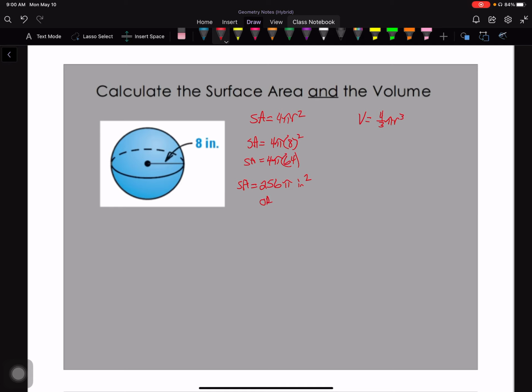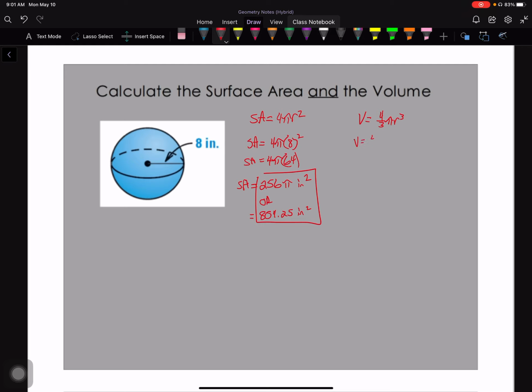Or again, anytime you deal with pi, just take 3.14 times your number in front. We get something around 804.25 inches squared. So either answer is acceptable. Now let's move on to the volume.